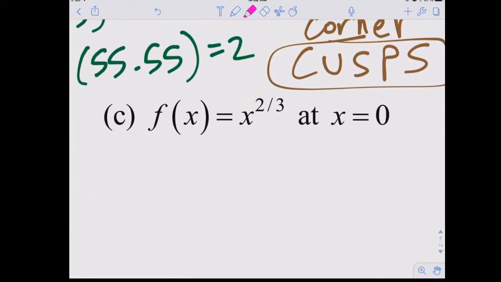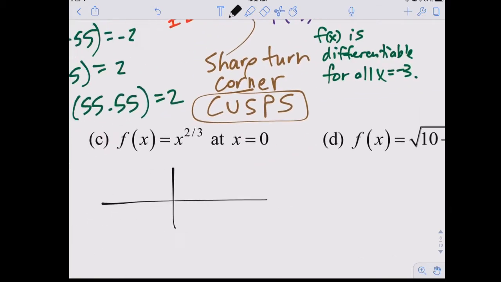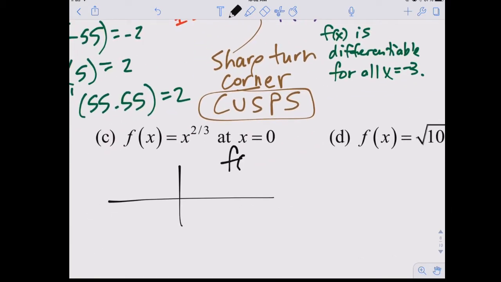All right, let's look at x to the 2/3. Anyone know what x to the 2/3 looks like? We're going to throw this into your new parent function catalog along with x to the 1/3. All x to the 2/3 is it's your x to the 1/3 graph squared, right? Because 1/3 squared is 2/3.